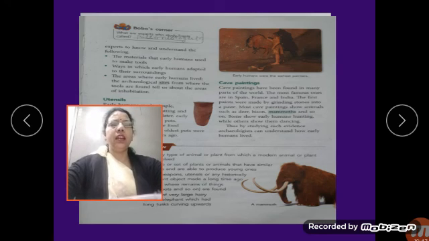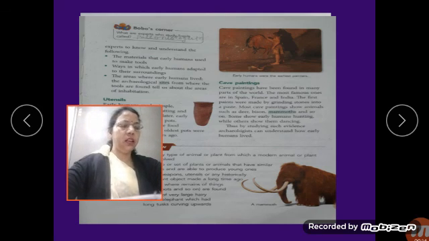Now cave paintings. Cave paintings have been found in many parts of the world. In the caves, they had made different types of paintings. In the whole world there are many caves, and archaeologists have found cave paintings there. The most famous ones are in Spain. In Spain, France and India, many cave paintings are found.